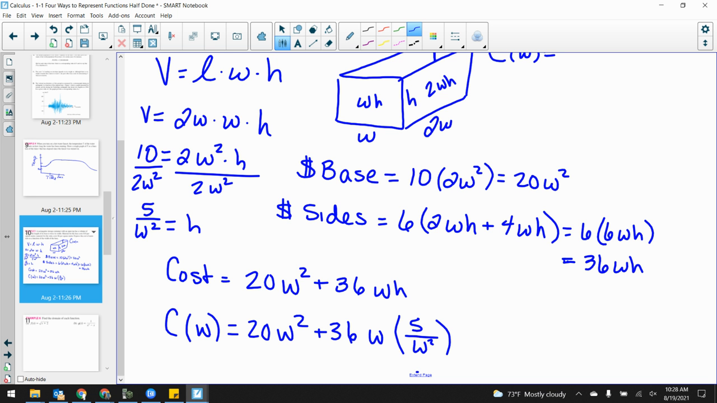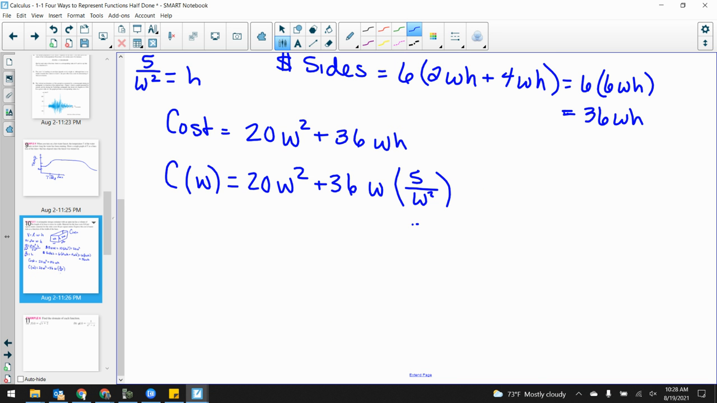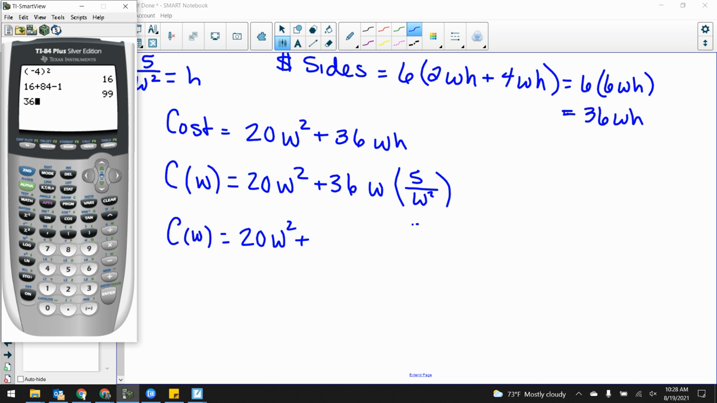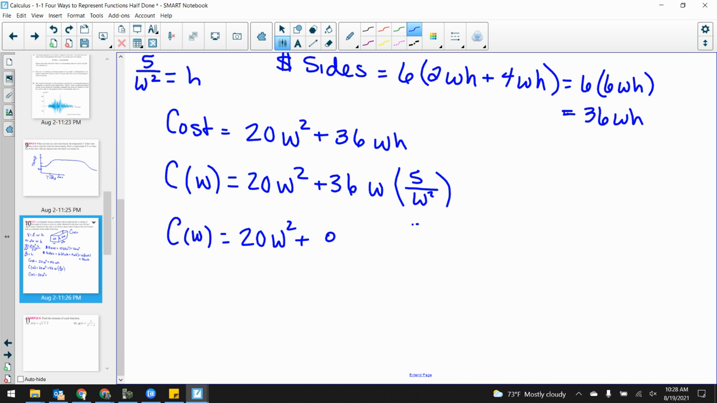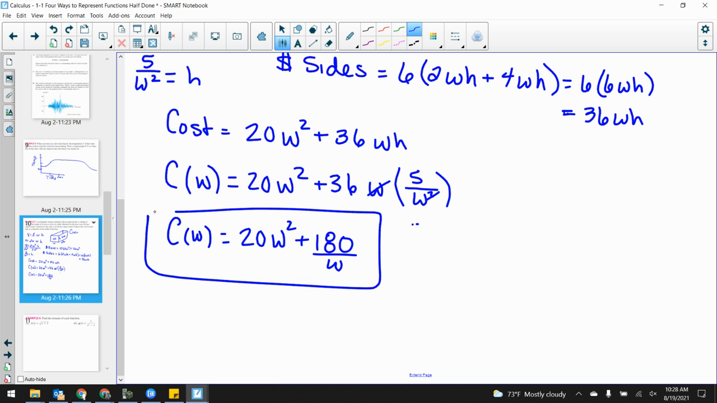So simplify that just a little bit more. Cost as a function of width is 20W squared plus 36 times 5 is 180, I think. Yep, 180. And we cancel one of the W's, 180 over W. There we go. And there we have it. That's fully simplified. I guess if I wanted to pull out a W and a 20, I could do that, but that doesn't really change anything, right?